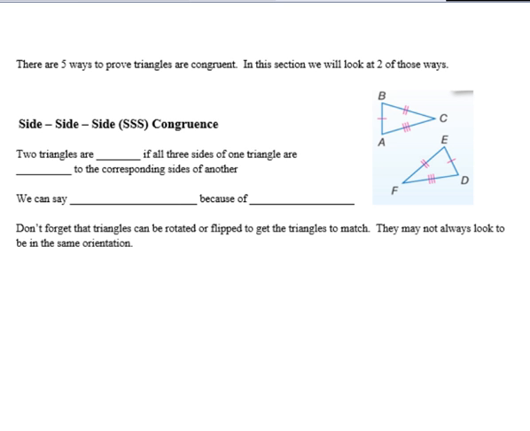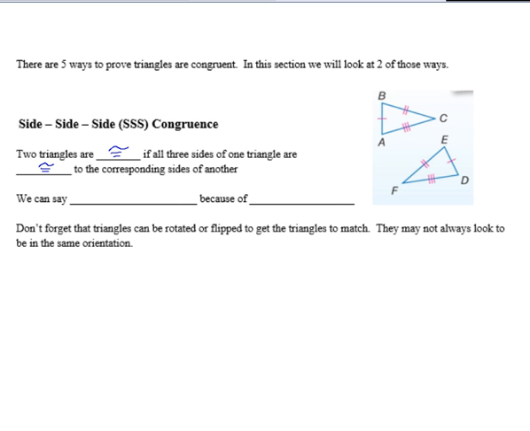So there are actually 5 ways to prove that two triangles are congruent, that two triangles are the same. In this particular section, we are only going to be looking at 2 of those ways, and then in the next section, we're going to look at the rest of the ways. So the first way that we're going to prove triangles are congruent is called side-side-side congruency. So what this basically says is that if all three sides of one triangle are congruent to the corresponding sides of another triangle. In other words, if I can see clearly that all three sides are congruent, then I can say, hey, these two triangles are the same.